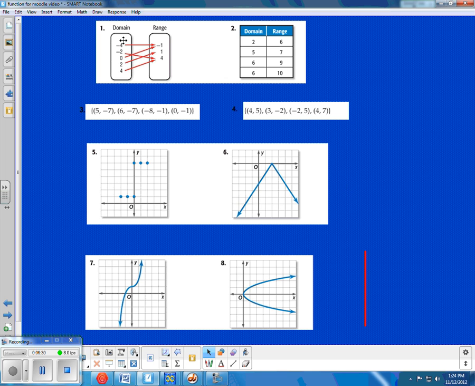So to wrap it up, when we have a table or data points, we just have to look at the domain. If we have unique domain values, then it is a function. In a graph, we take our vertical line. If we pass a vertical line through the graph and it only hits at one point, then it's a function. But as in examples 5 and 8, if it hits our vertical line at two points, then it cannot be a function.